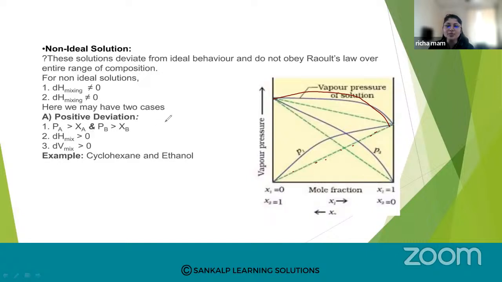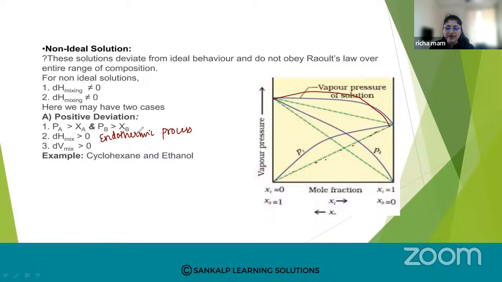So mixing of pure components is an endothermic process. What is it? It is an endothermic process. For positive deviation, delta V mix, the change in mixing volume, is greater than 0.